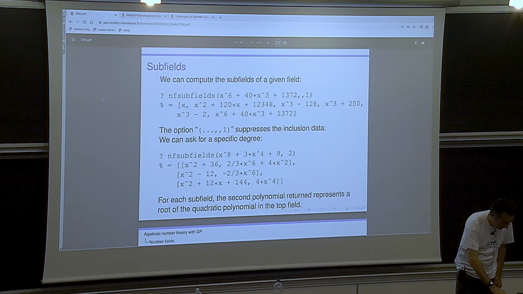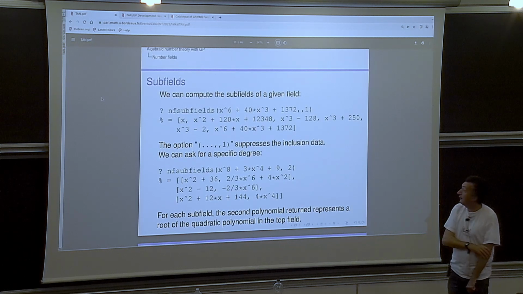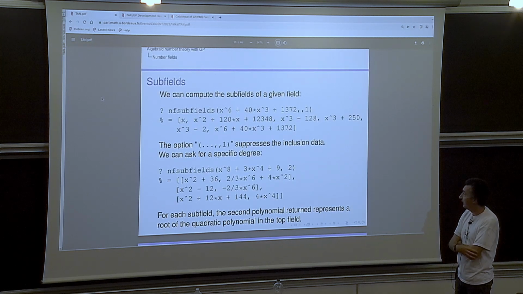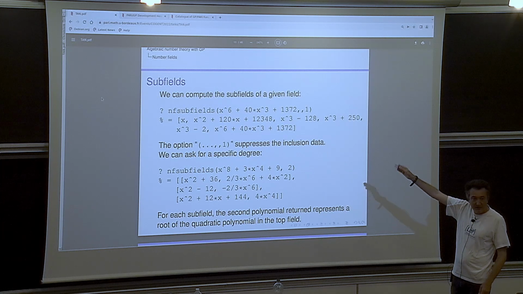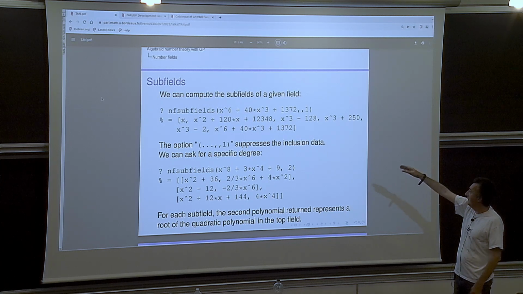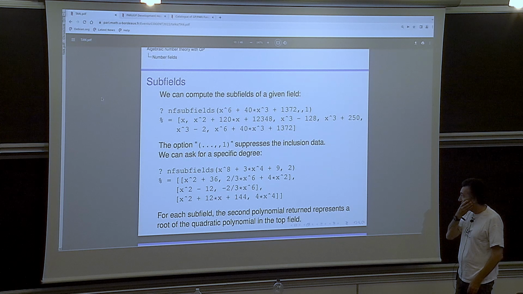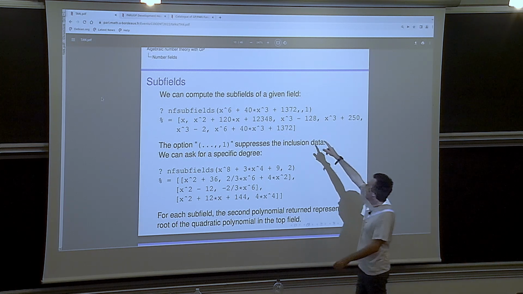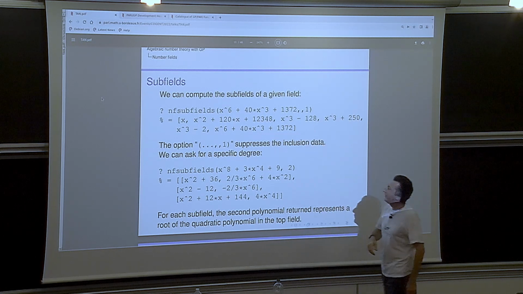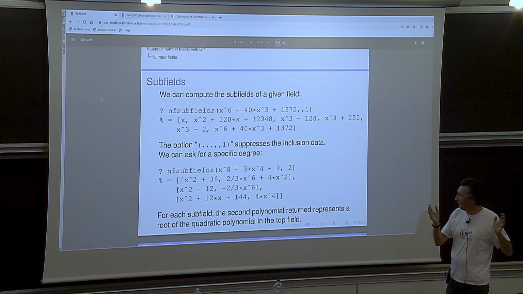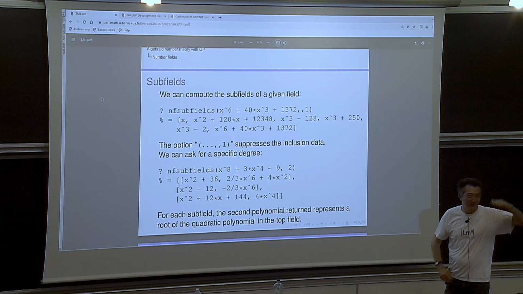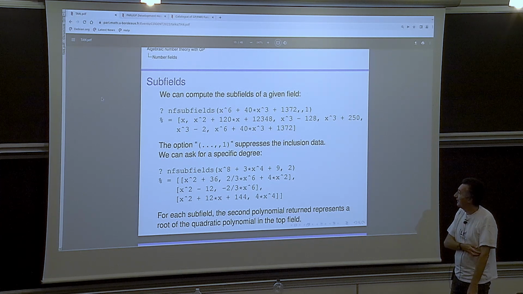Subfields: you can compute subfields. That gives you the subfields by the minimal polynomial. We use the flag comma 1 because we don't want to print the inclusion, because otherwise it would take all the slides. But if you want, you can have the inclusion.